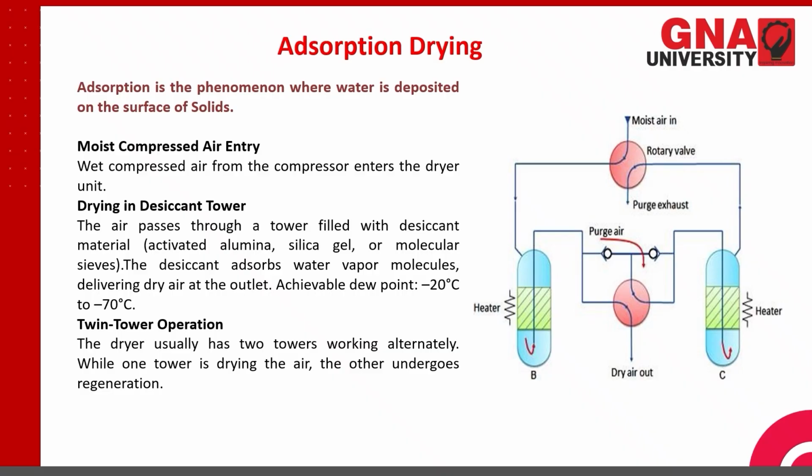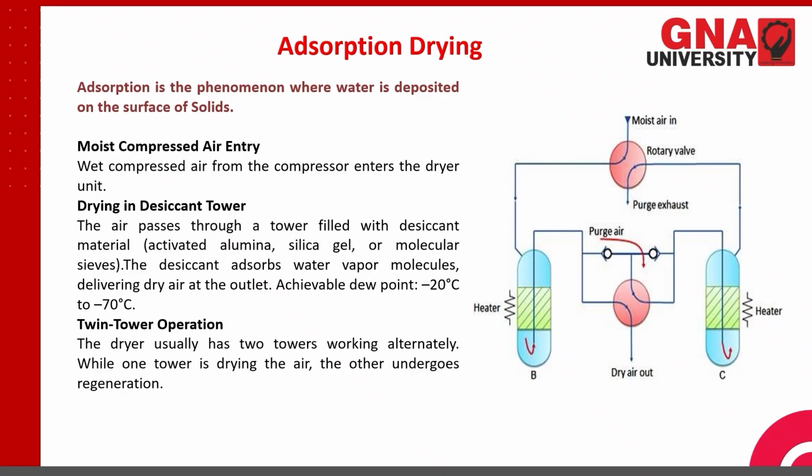Achievable dew point is minus 20 degrees to minus 70 degrees centigrade. So here the temperature of the air that can be achieved is minus 20 to minus 70 degrees centigrade. Now this system, as you see in the figure, is also known as the twin tower operation. There are two absorbents, at B and C, and these act in turn. So the dryer usually has two towers working alternately.